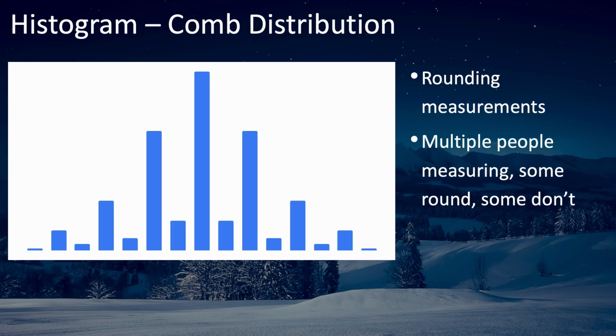If your bins are smaller than the data you have available, you'll end up with a comb. For example, if you use published numbers for gas mileage, which are all rounded to the nearest mile, and you put that into a histogram with bins that are half a mile wide, then you'll end up with a comb distribution.